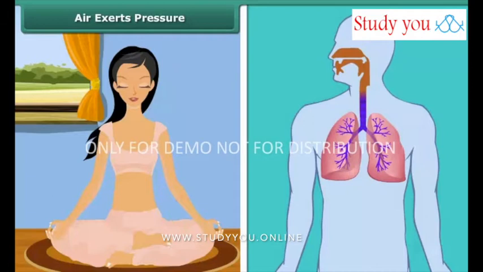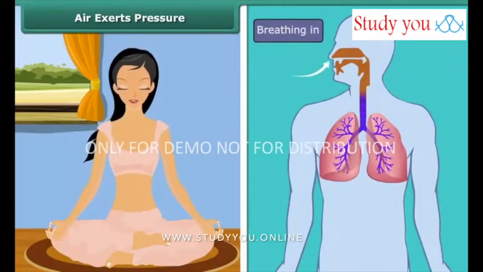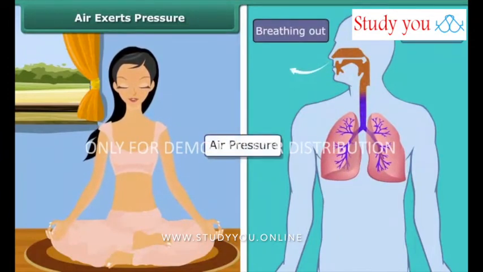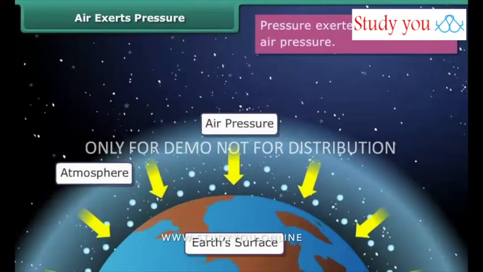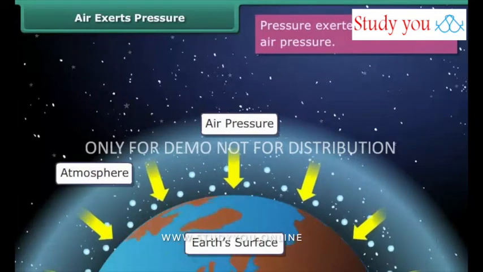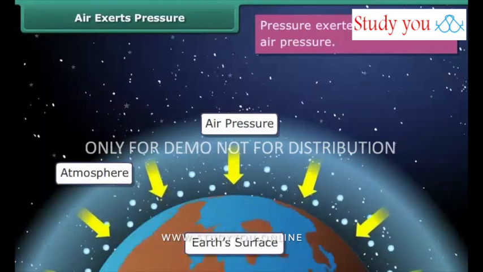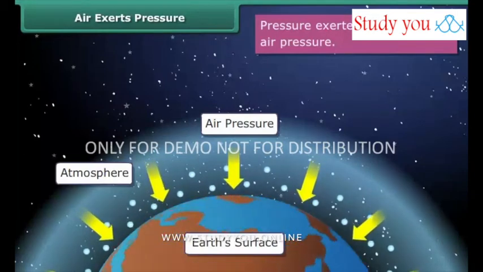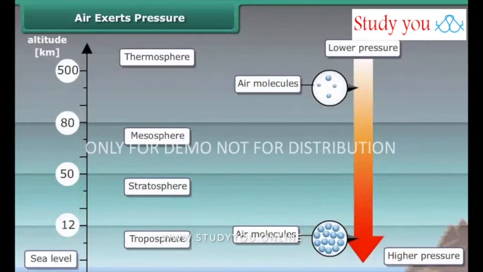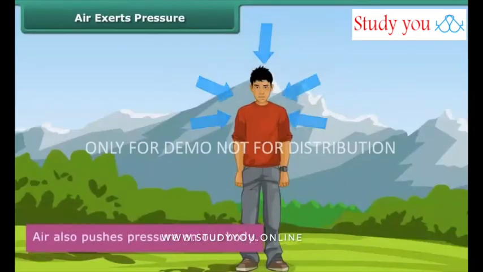Air exerts pressure. Have you ever thought what helps our lungs to inhale the air? Well, it is air pressure which forces the air into our lungs when we breathe in. Earth's atmosphere is made up of a number of gases. These gases exert pressure on the Earth's surface. We call this pressure as air pressure. The Earth's atmosphere is 80 km deep. As we move upwards, the air pressure decreases. Air also pushes pressure on our body.